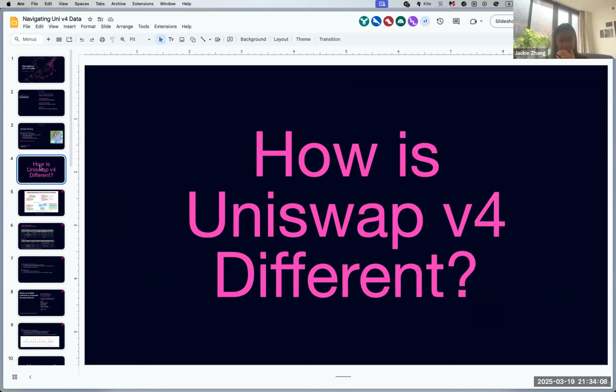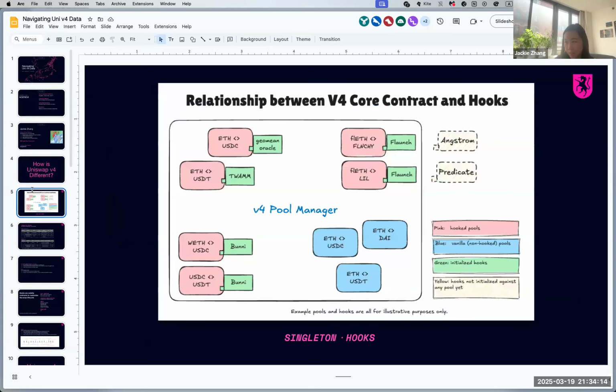Okay, so how is Uniswap v4 different from the previous version? From a data point of view, I think there are two important keywords. One is singleton and one is hooks. If you were crunching data for previous Uniswap versions, you notice that the structure is basically one factory contract, which can create as many different pools as possible. Each pool has its own actual contract. And when you do swaps and multi-hop swaps, the tokens actually transfer from one pool to another.